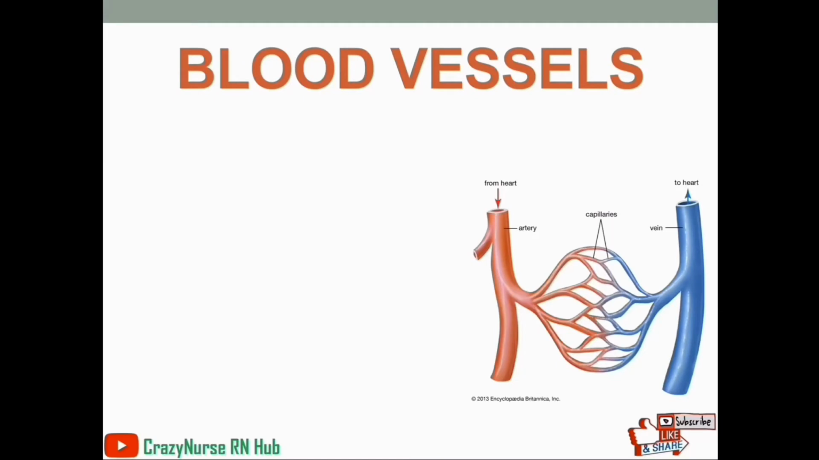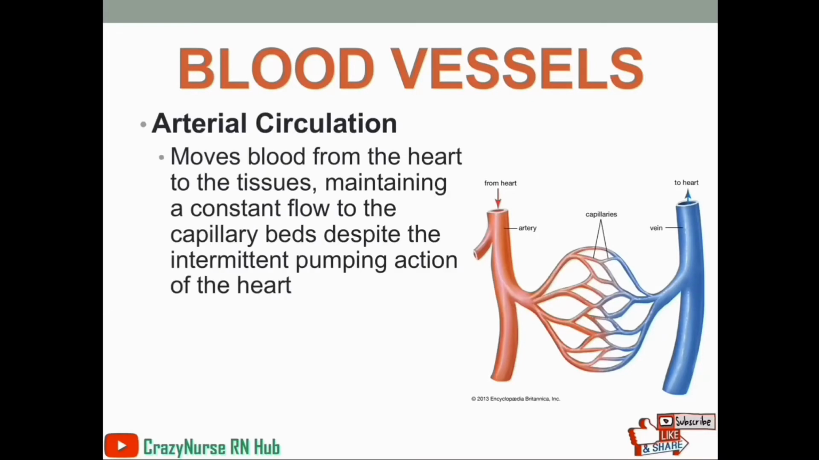Now let's discuss blood vessels. With each cardiac contraction, blood is ejected in a closed system of blood vessels that transport blood to the tissues and return it to the heart. First, we have your arterial circulation. It moves blood from the heart to the tissues, maintaining a constant flow to the capillary beds despite the intermittent pumping action of the heart.